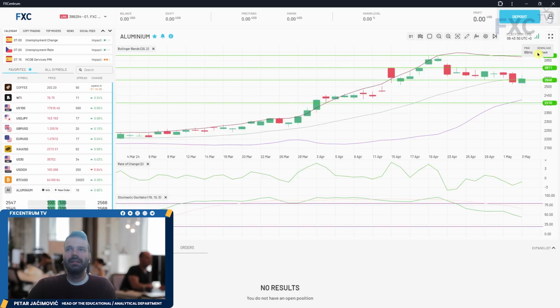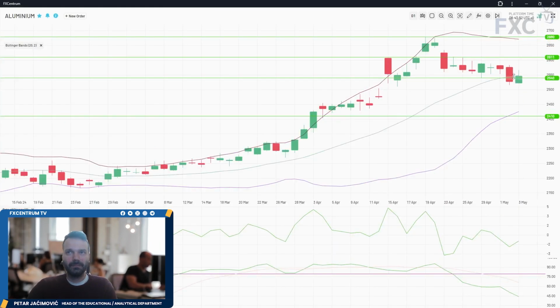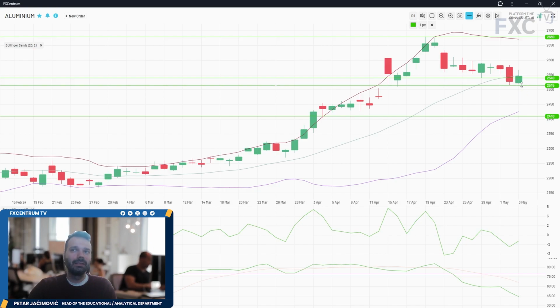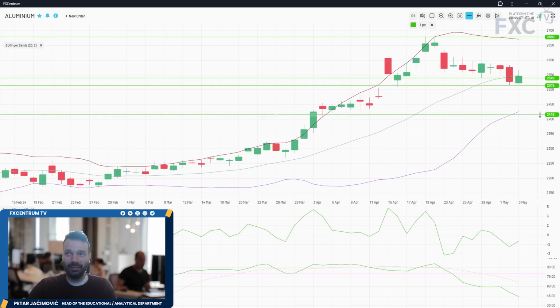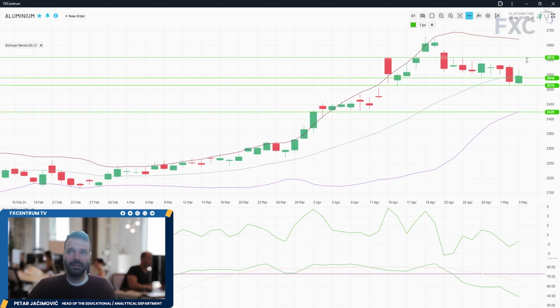And we have aluminum here. We can see that the market is trading just around the middle Bollinger Band. We have a contraction of the Bollinger Bands, and so far the market is in consolidation. If the market can break 25.15 and trade below, we can see a potential retest of 24.25. From the other side, if the market can break above 25.90, then we can see a potential retest of the upper Bollinger Band at 26.71.